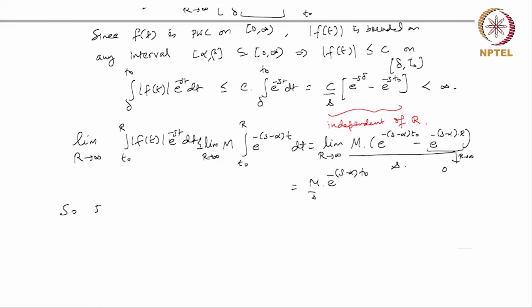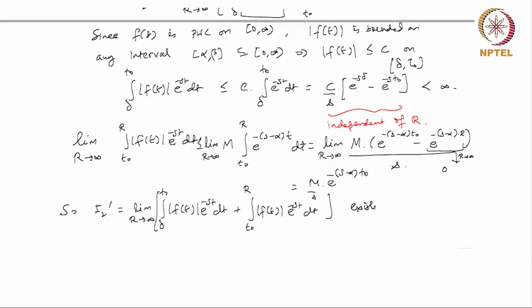So I2 prime is the sum of these two limits, because both limits exist. The first was from delta to t naught of modulus of f(t) e to the power minus st dt, and the second was from t naught to r of the same thing. This exists, meaning that this limit is finite, and this implies that I2 itself exists because any absolutely integrable function is integrable.